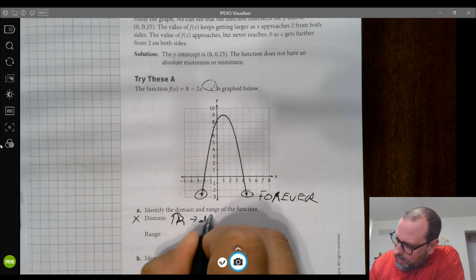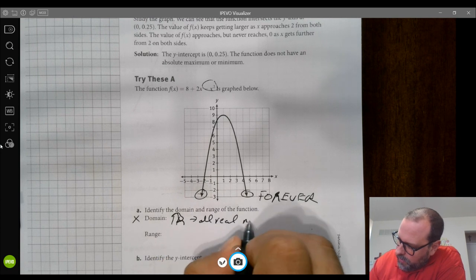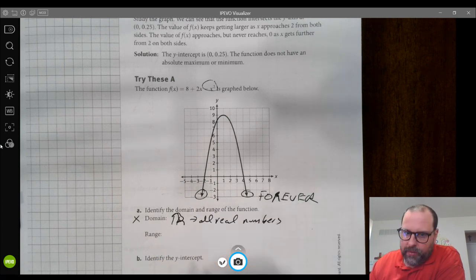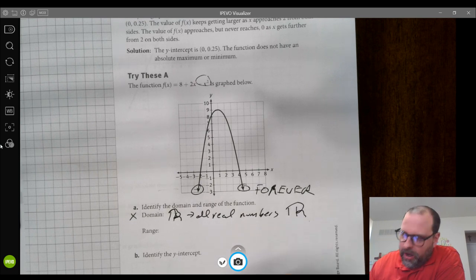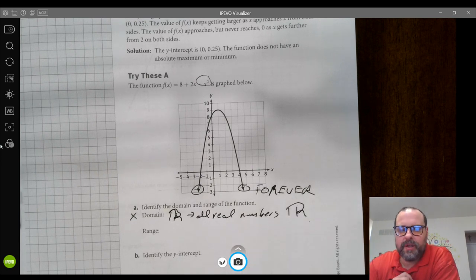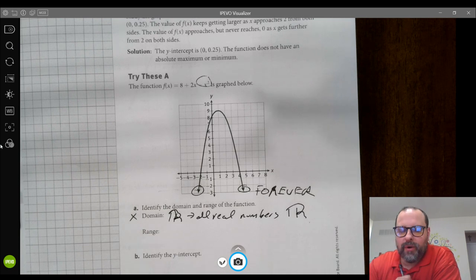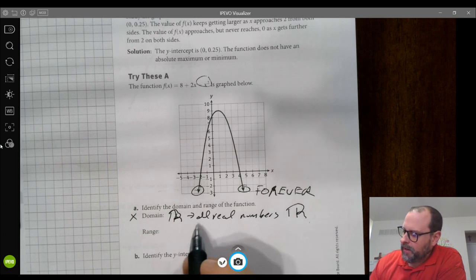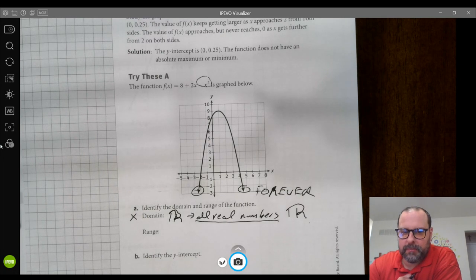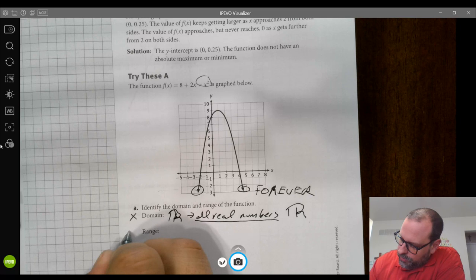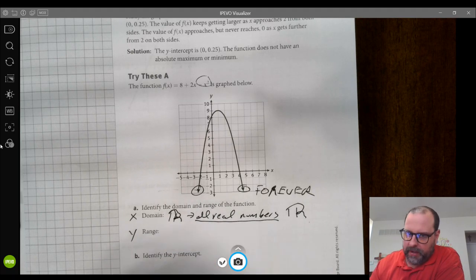Now, that's the symbol for it. That was not a great one, but it's basically two lines, and then you make an R with it. If you want to shorten it up, that means all real numbers. So if you're in a multiple choice scenario, know that that's what we would say: all real numbers.